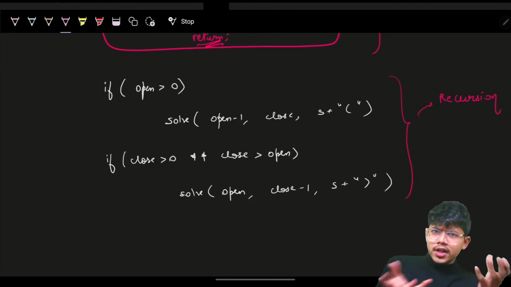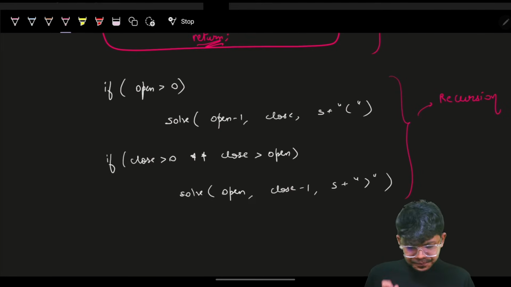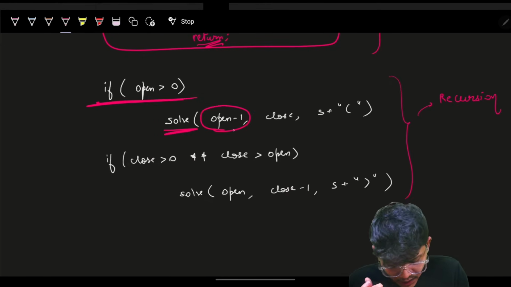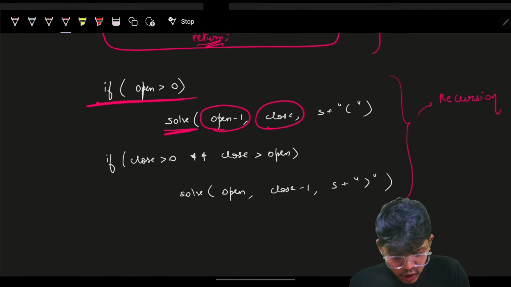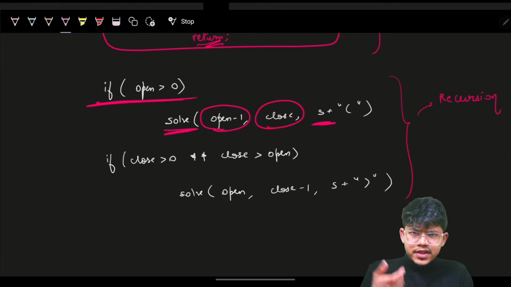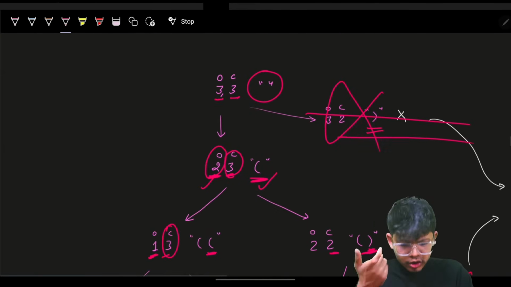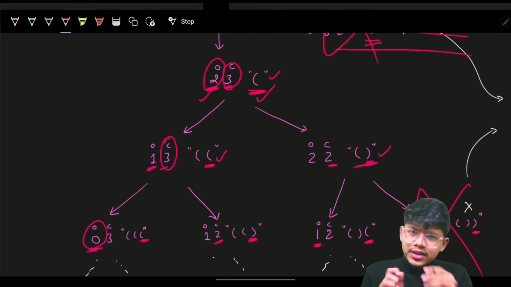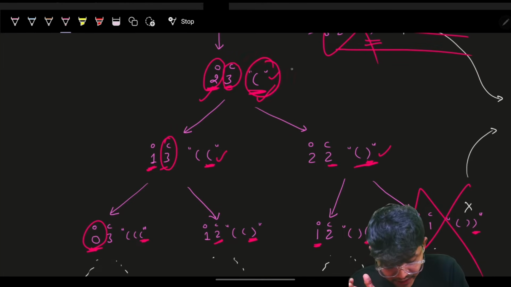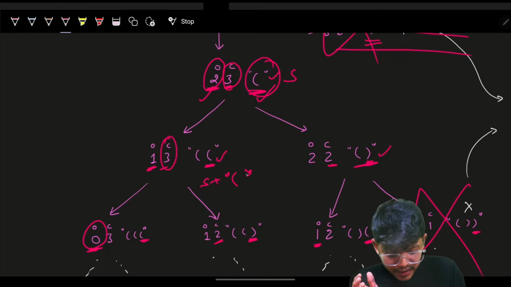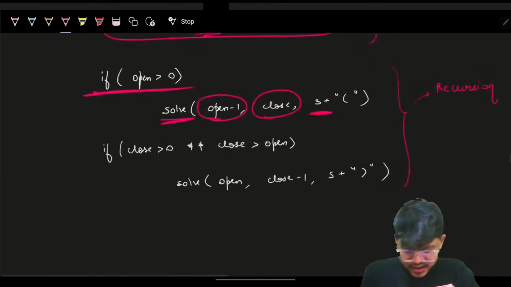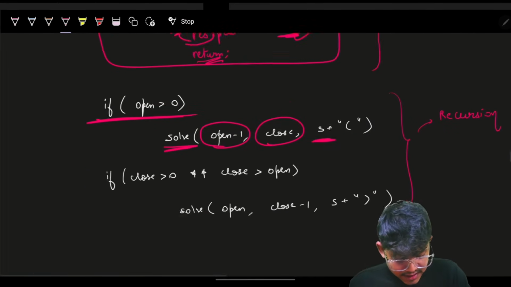Else, in the actual recursive case, because you saw it's just a simple recursion: if open is more than 0, then I can simply call the solve function. I'll reduce my open count by 1, my close count will remain as it is, and in the existing string, which was empty, I'm adding an opening bracket, and then a closing bracket. So in the existing string S, I'm doing S plus opening bracket, S plus closing bracket. I'm just adding a character to the existing string itself.